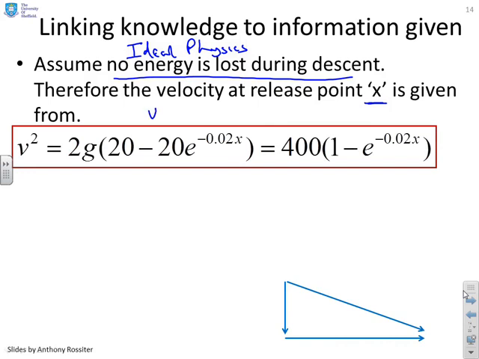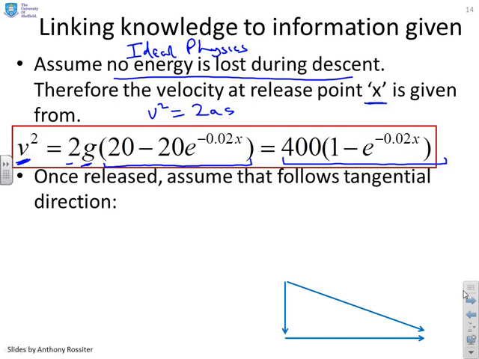You're probably familiar with this. v squared equals 2as. So the velocity squared is twice the acceleration times the distance travelled. That's the sort of formula you come up with. And so you've got v squared, that's the velocity of the person, equals 2g, where g is the acceleration due to gravity, and then here's the drop, 20 minus 20 e to the minus 0.02x. So v squared equals 400 times 1 minus e to the minus 0.02x. And we emphasize this is based upon ideal physics, so assuming no energy loss during the drop.